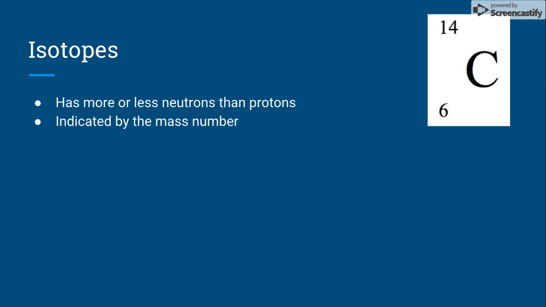So for example, this carbon over here has a mass number of 14, and the number of protons in carbon is 6. So to find the number of neutrons in this isotope of carbon, we would have to subtract the mass number by the atomic number, which in this case is 14 minus 6, which is 8. That means that there is 8 neutrons in this isotope of carbon.